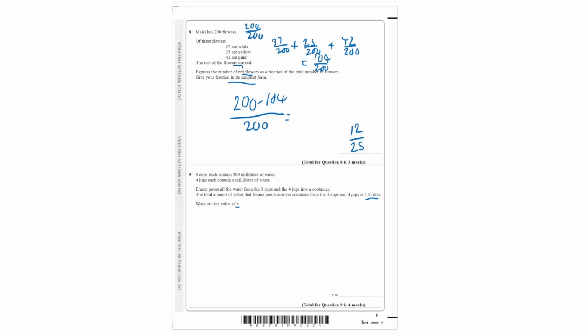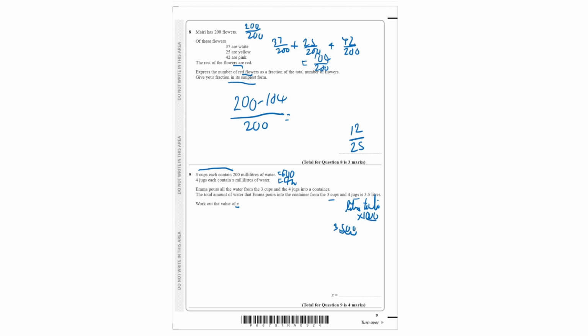However, it says here that each cup contains 200 milliliters. So we simply multiply. 3 times 200 is equal to 600. And 4 times X is 4X. So we know that when she combines 3 cups and 4 jugs, she gets 3.5 liters. When converting liters to milliliters, we simply multiply by 1000. So we have 3.5, and we move to the right 3 times. So we get 1, 2, 3, and put a 0.